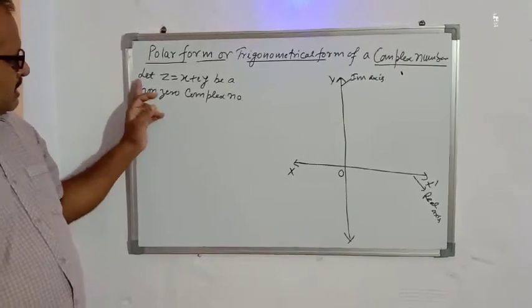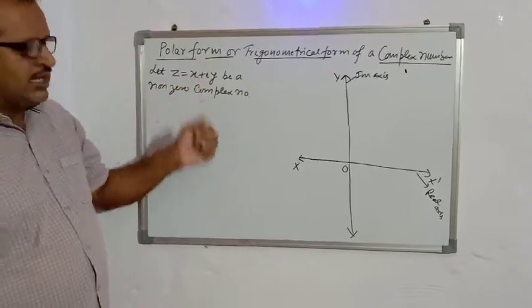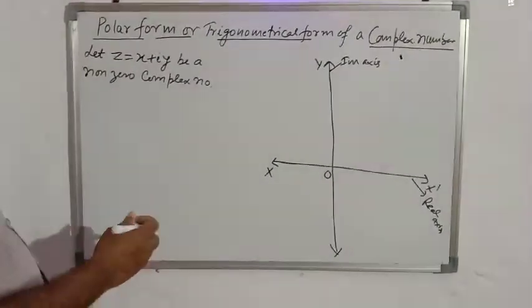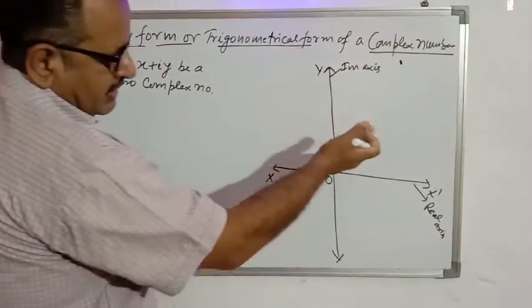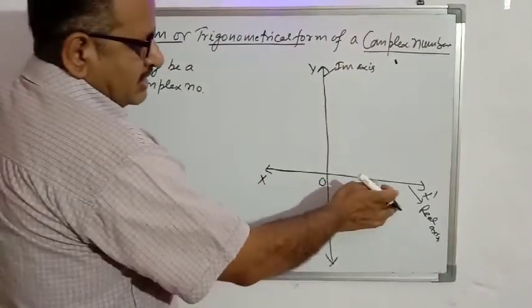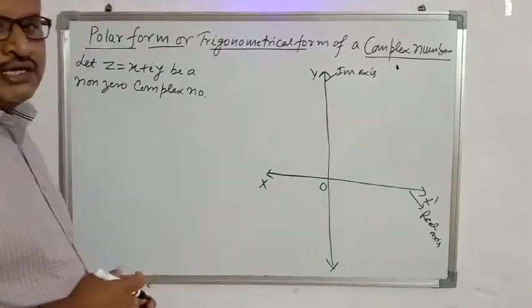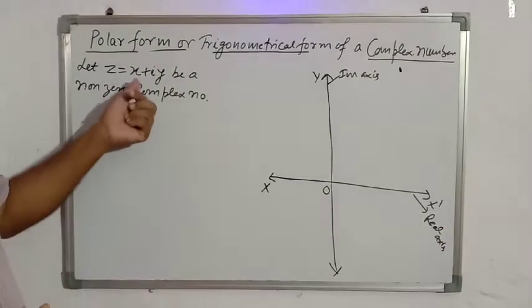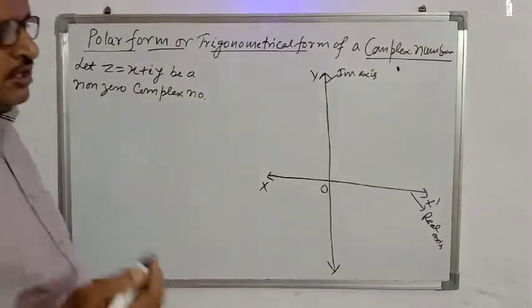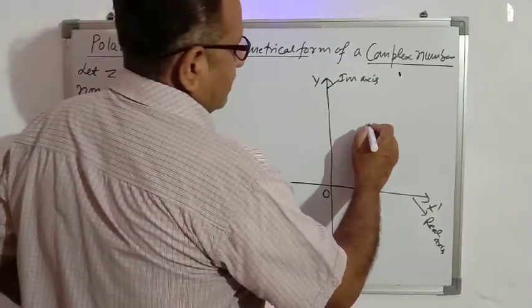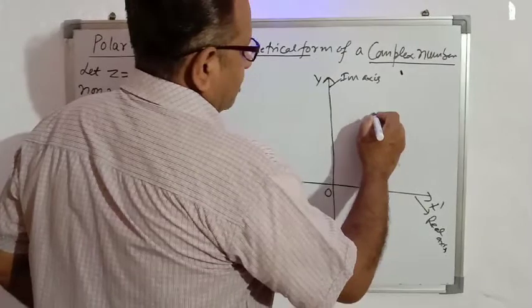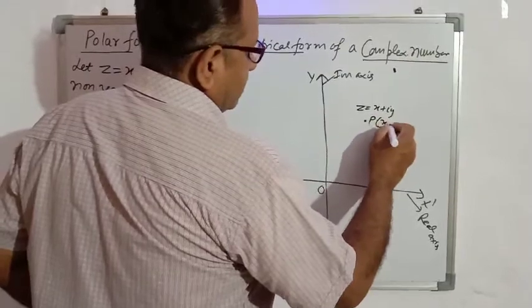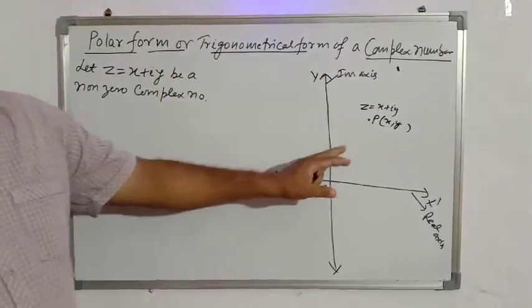So I have taken one complex number here, z is equal to x plus iy, a non-zero complex number. We know that every complex number can be represented in the argand plane, taking the x-axis as the real axis and the y-axis as the imaginary axis. So if the complex number is z is equal to x plus iy, what will be the corresponding point in the argand plane? It will be (x, y). Suppose the corresponding point of z is equal to x plus iy be P. So the coordinate of P will be x comma y.